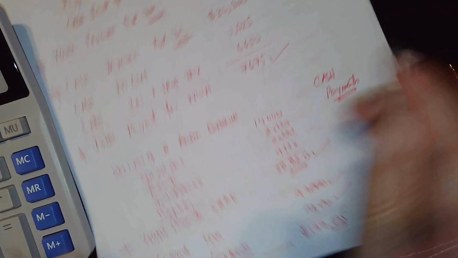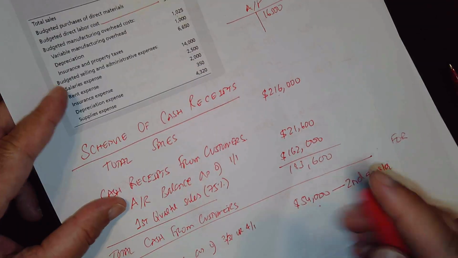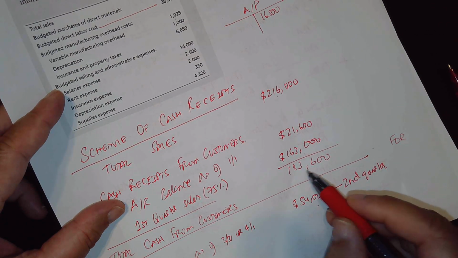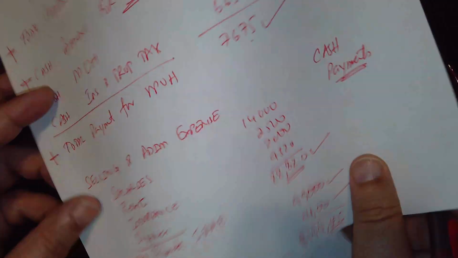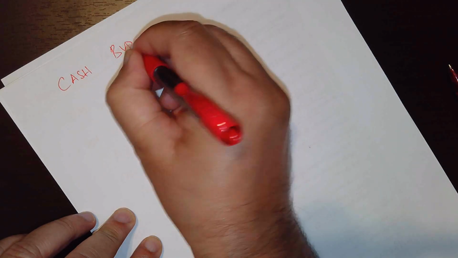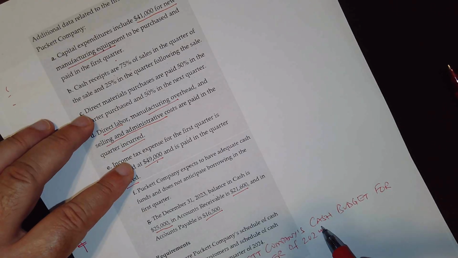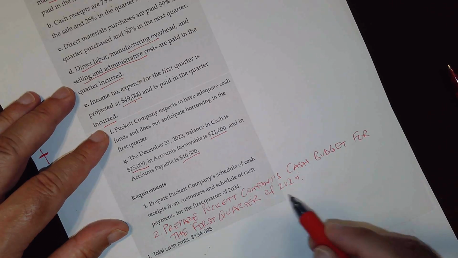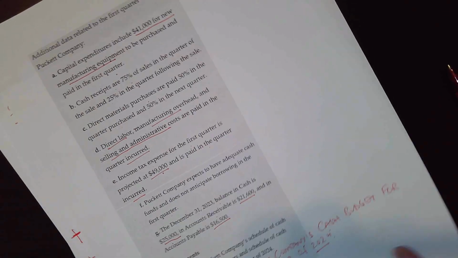Now we need to find out how much cash we are receiving. We are receiving only $183,600 cash, but we have to make a payment of $194,095. So we're going to do another one in which we're going to prepare a company cash budget. So how are we going to do the cash budget? So this is the second part, prepare Puckett Company's cash budget for the quarter of 2024. Somehow I missed the question, so I just rewrote it manually.